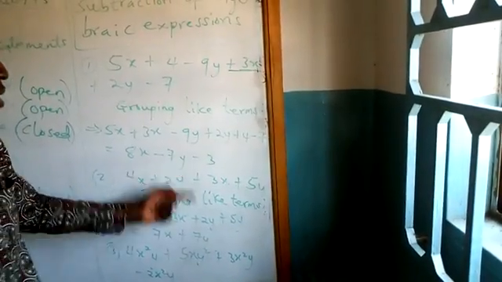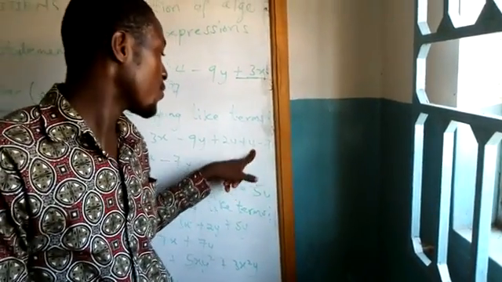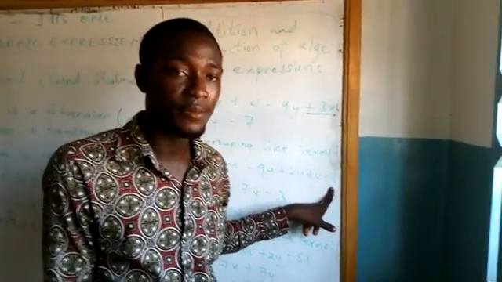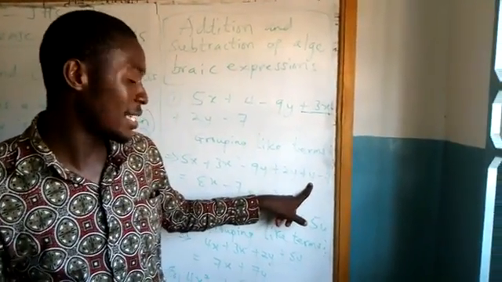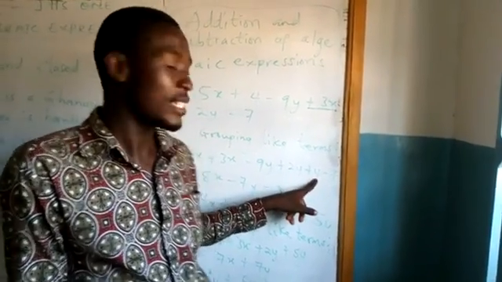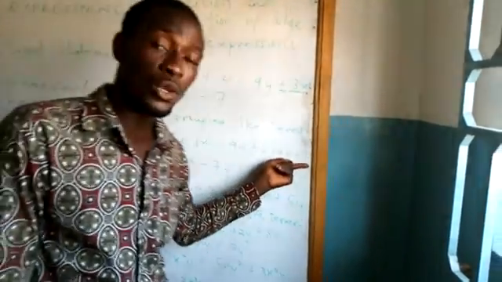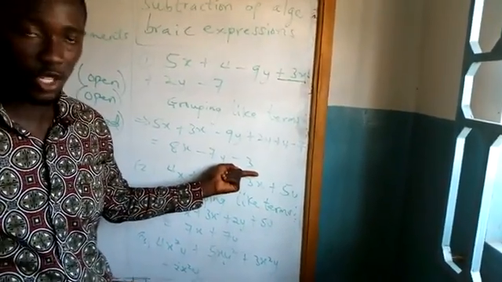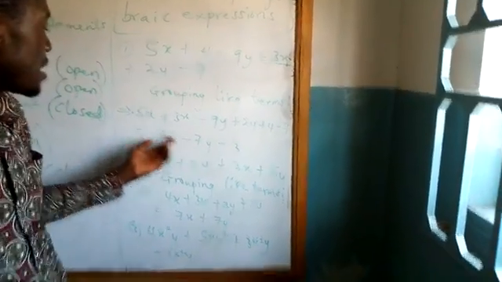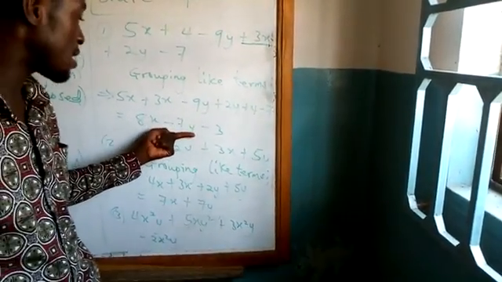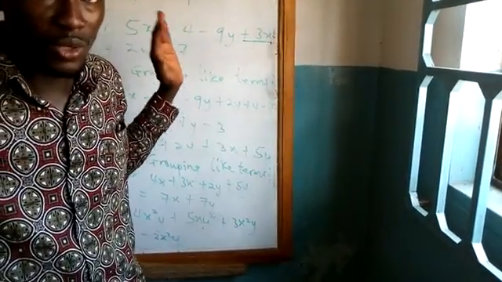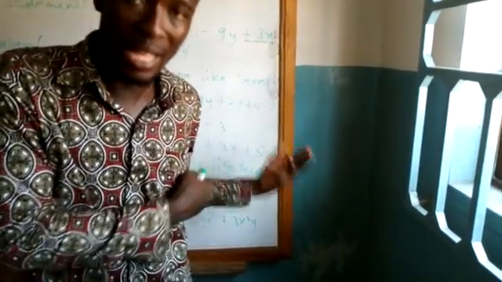It's very important. What about the constants? 4 and negative 7. You owe someone 7 cedis, and you have 4 cedis. When you pay the 4 cedis, you will still owe the person 3 cedis. So it must be negative 3 and not positive. Looking at this, this term is different from this, and this one is different from this. So we can't merge any of these terms. So this becomes our final answer.